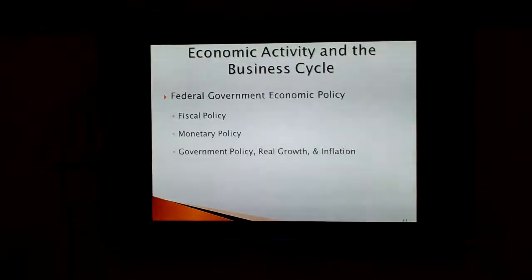The last part of there just mentioned, you change your view as time goes on. Your opinion today might be different than a month ago because of some major economic or political development. So you always have to keep an eye on your portfolio as well. Okay. Federal government and economic policy. There's fiscal policy and monetary policy. We can talk about the differences between those two. Okay. Government policy, real growth, and inflation are also discussed.